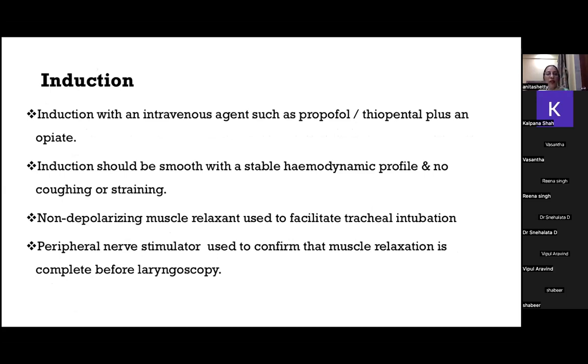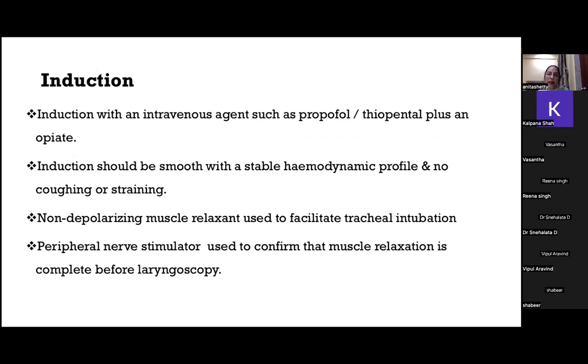Now, coming to induction, you use intravenous agents such as propofol, thiopentone, plus an opioid. Induction should be smooth with stable hemodynamics and no coughing or straining, because if there is coughing or straining during the induction, it can increase the intracranial pressure. So precautions should be taken.